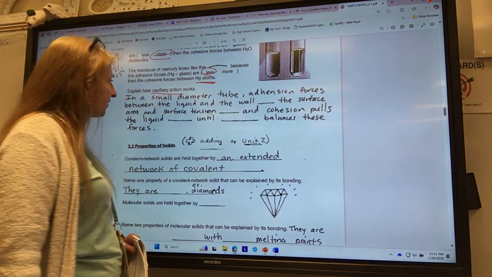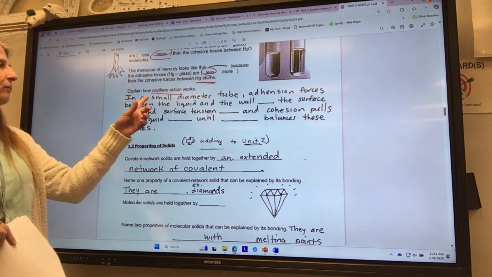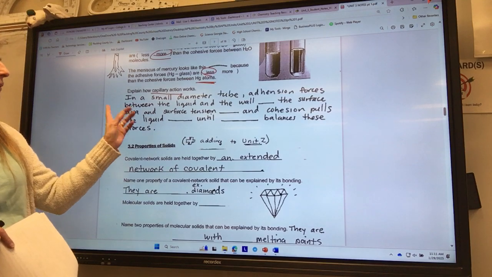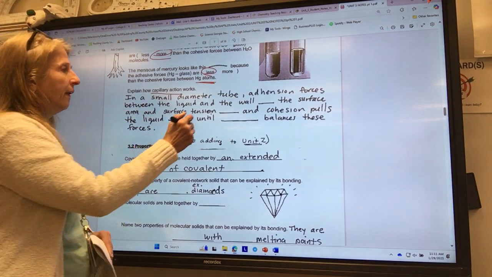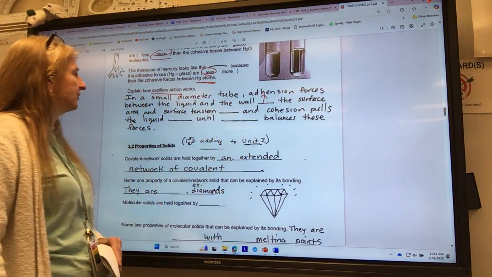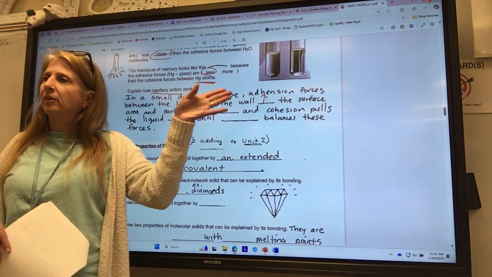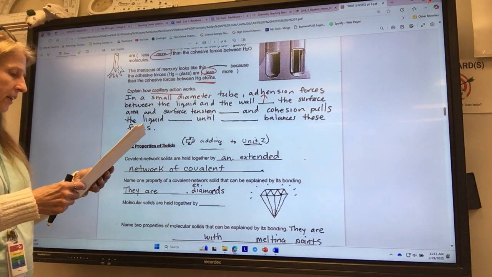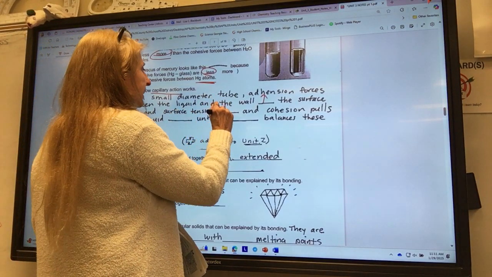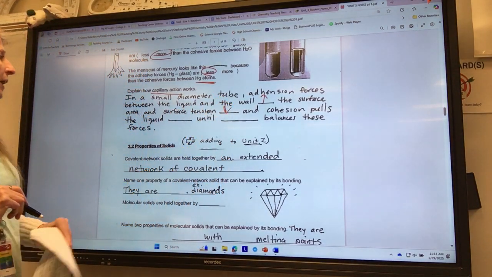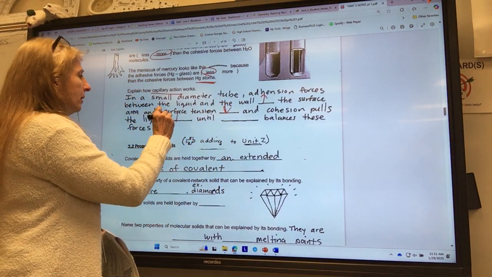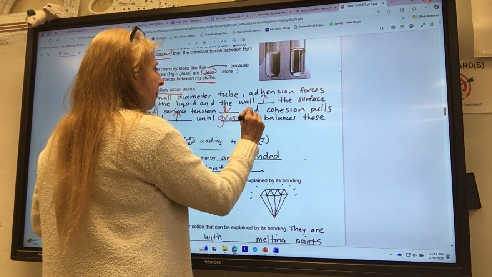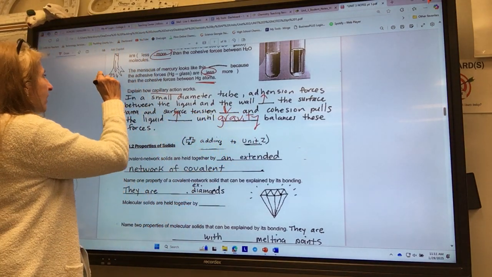Okay, so this is called capillary action. If you have a very small diameter tube, the forces between the liquid and the wall increase the surface area. Because remember, that skin has to do with surface area. So the surface tension decreases and cohesion pulls the liquid up until gravity balances these forces. And that's how trees drink.